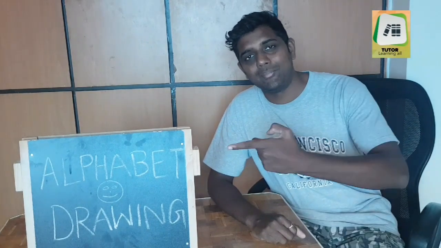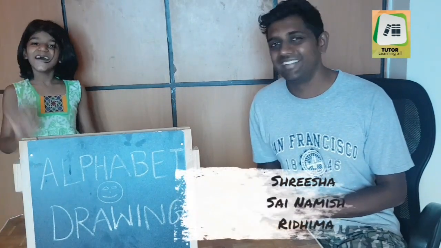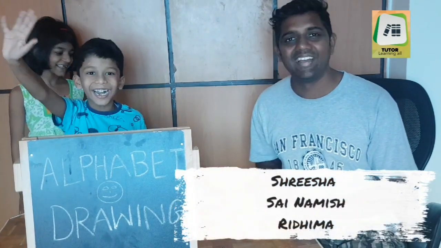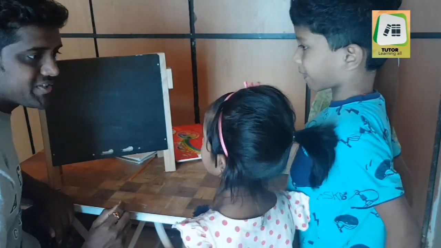Today we are going to make alphabet drawing. For that we have three participants: Srisha, Sainamish, and Riddhima. Hello. Okay, so first we are going to start with alphabet A.